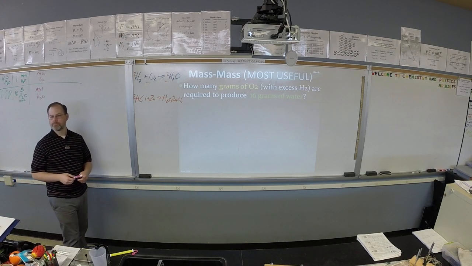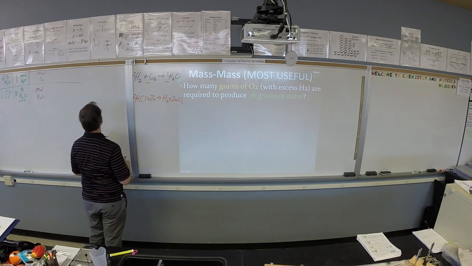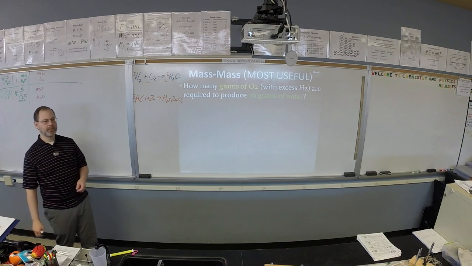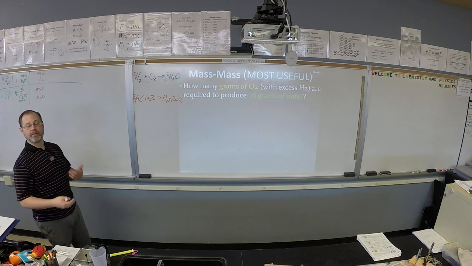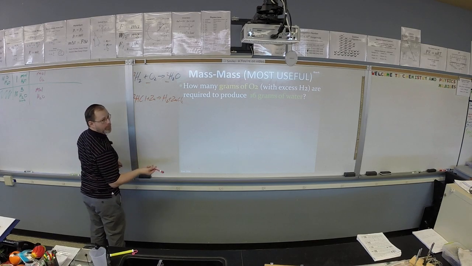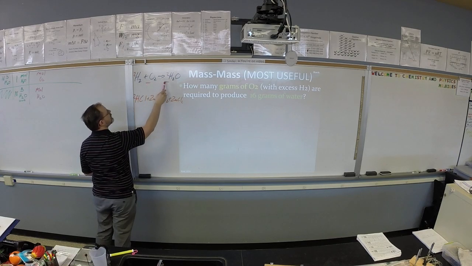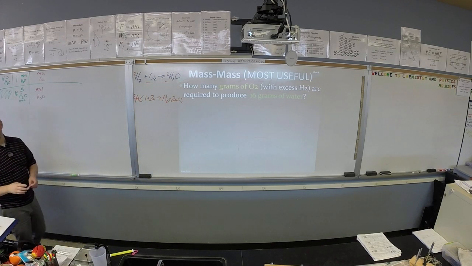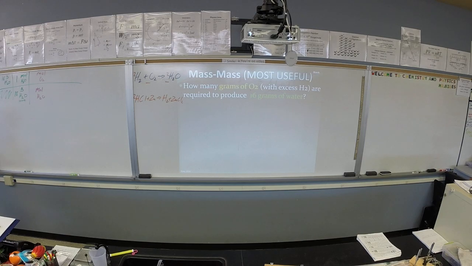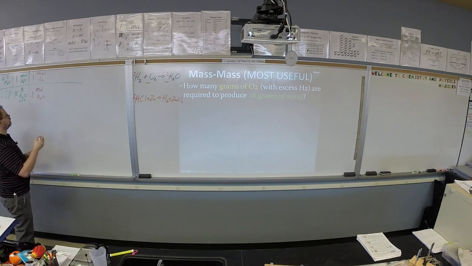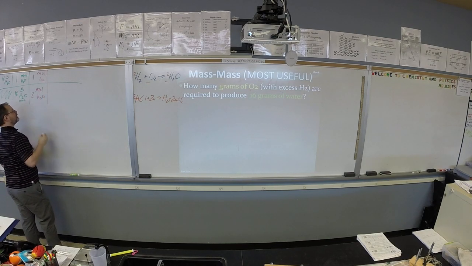From 16 divided by 18? Nope. From the balanced chemical equation. The mole to mole ratio comes from the balanced chemical equation. The full mole ratio for our reaction is 2 moles of hydrogen, 1 mole of oxygen, 2 moles of water. So what number should I put up here for oxygen? 1. And what number should I put down here for water? 2. All right, cool. We're almost done.